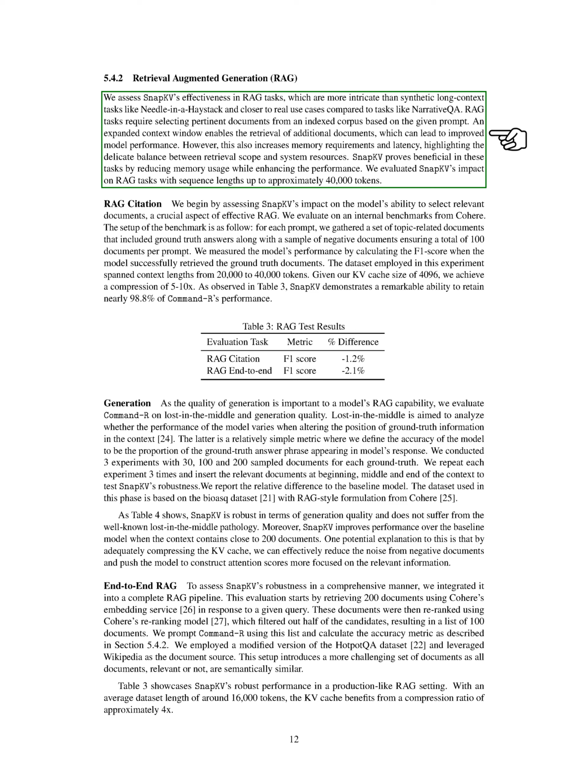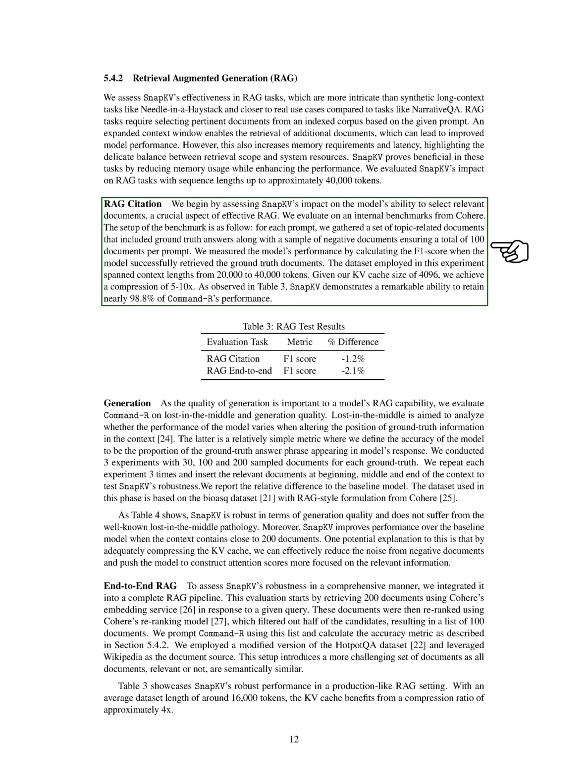RAG tasks involve selecting relevant documents from a corpus based on a given prompt. Expanding the context window can improve model performance by retrieving more documents, but it also increases memory requirements and latency. SnapKV proved beneficial by reducing memory usage while enhancing performance, especially with sequence lengths up to about 40,000 tokens.